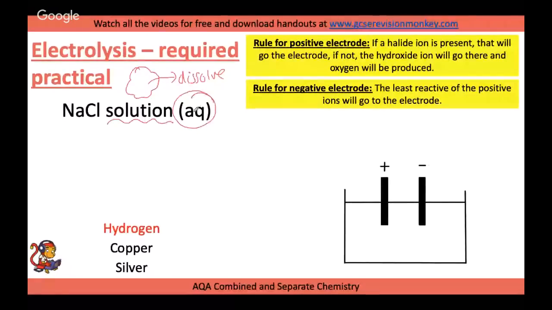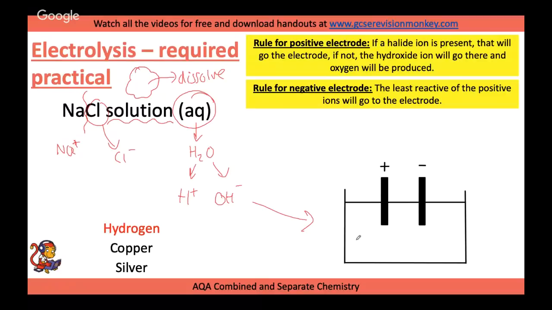Now, again, the first bit's positive, so sodium is positive, and the chloride ion is negative. But this is where things get a little bit more difficult, and this is your required practical one. Because you've dissolved it in water, the water actually splits up into H plus and OH minus ions. So if we move to the chamber over here, in this chamber we have sodium ions, we have chloride ions, hydrogen ions, and hydroxide ions.